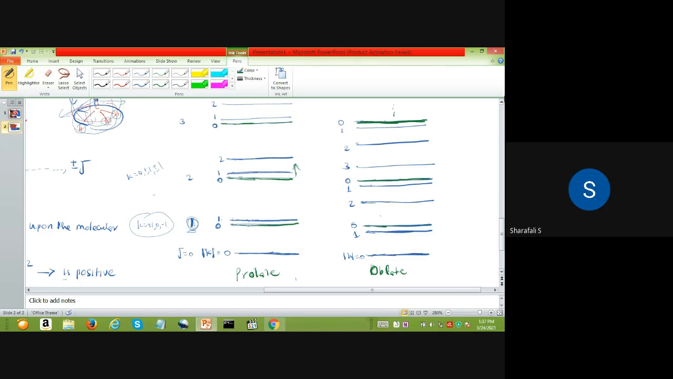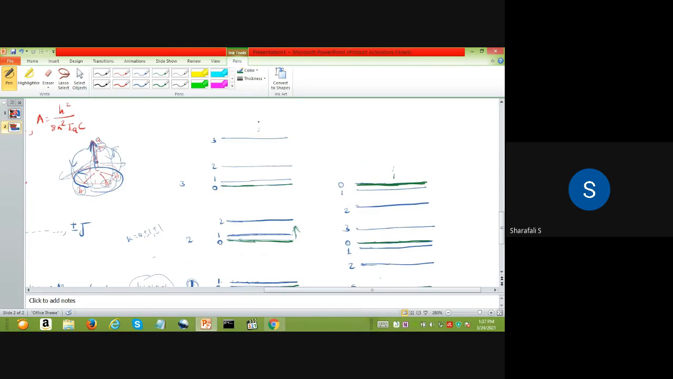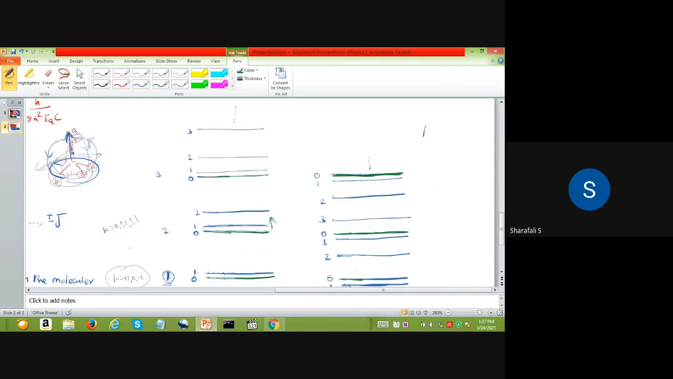So in the case of prolate and oblate, these energy levels will be different. And the transition also occurs between these energy levels. I will just write the selection rules here. The selection rules are delta J equal to plus or minus 1, and delta K equal to 0. This is the selection rule for transitions in the case of a symmetric top molecule.